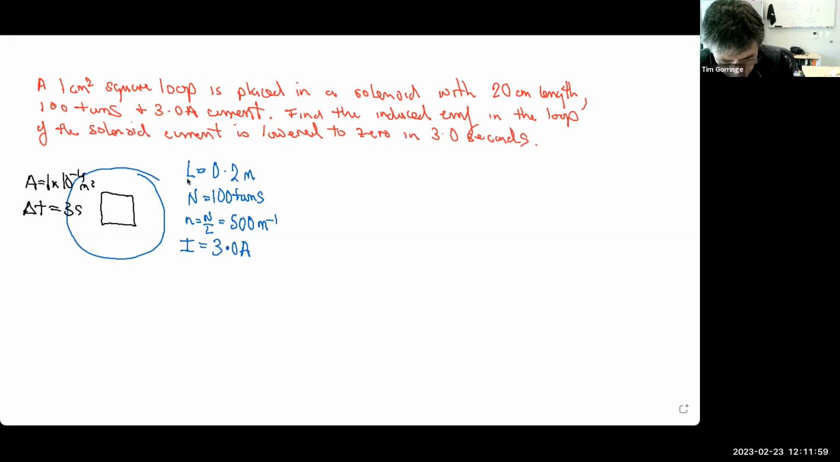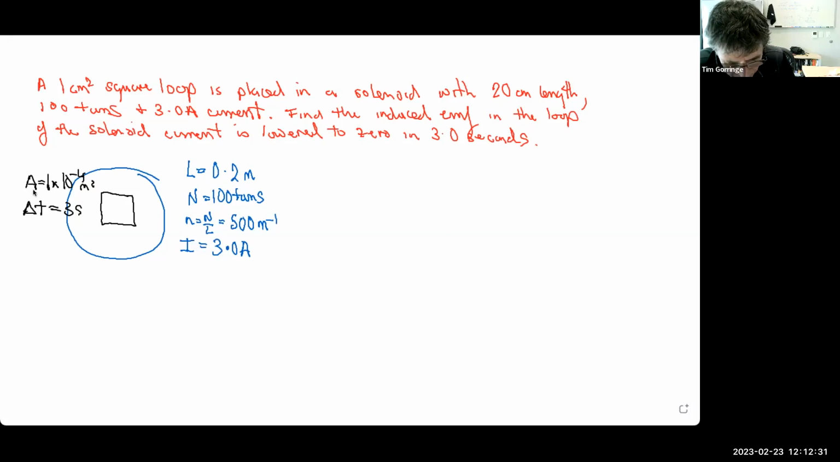I've noted the things about the solenoid that I was told in the question. So the length of the solenoid is 0.2 meters. The solenoid has 100 turns. That means it has, this is lowercase n, the number of turns per meter. It has 500 turns per meter. That's 100 divided by 0.2 meters. And it has a current, finally, that's 3 amps. So these are all the quantities about the solenoid that we know.